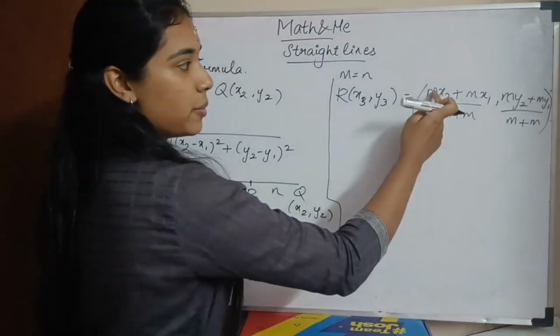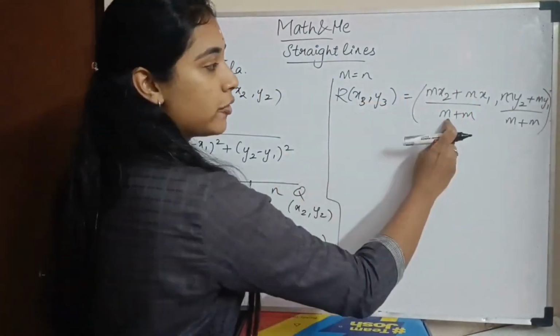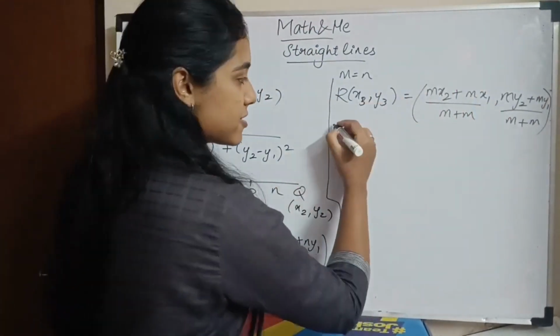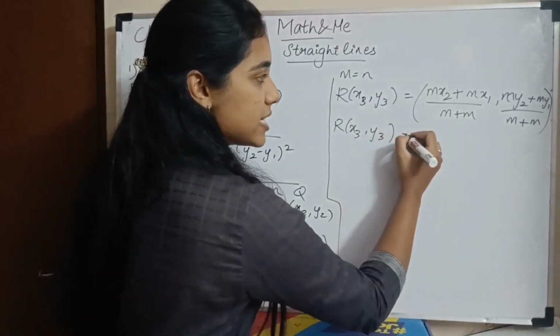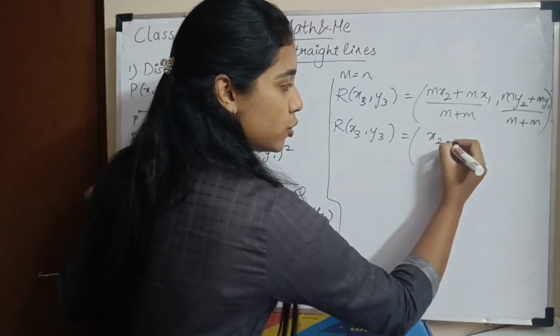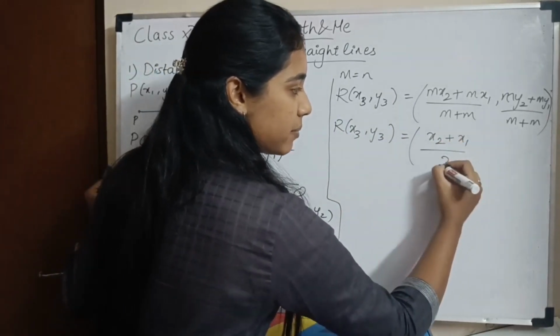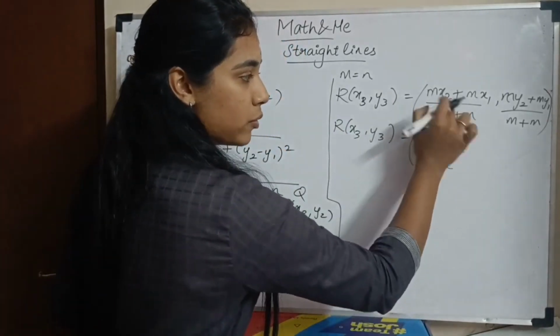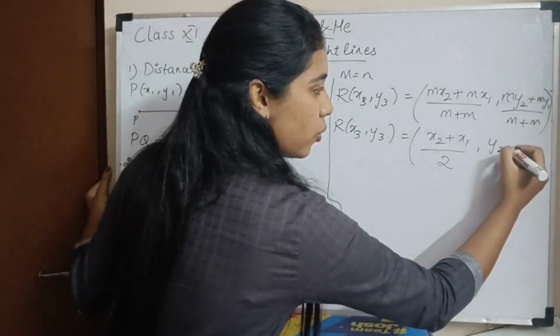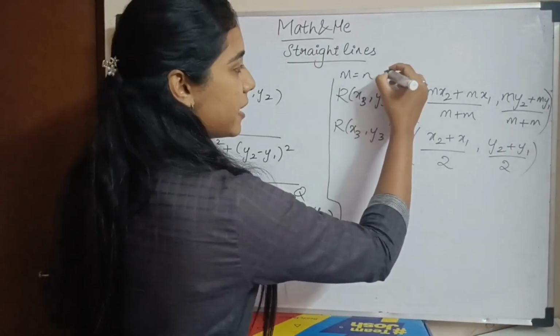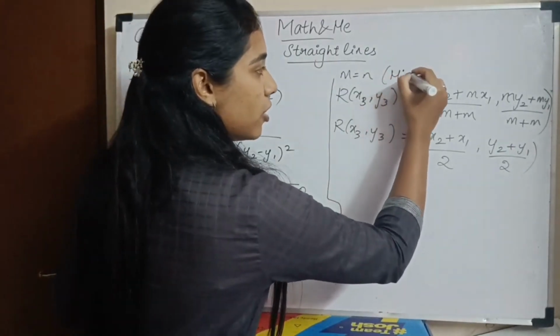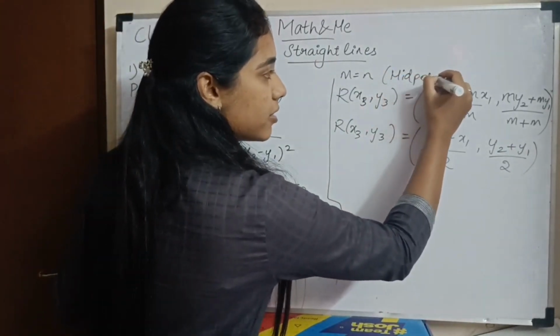So what happens? When you take the m out, you have 2m in the denominator, and the m gets cancelled. So what do you get? R x3, y3 is nothing but x2 plus x1 divided by 2. You have 2m, the m goes off. Similarly, y2 plus y1 divided by 2. So this is nothing but the midpoint of the line segment.